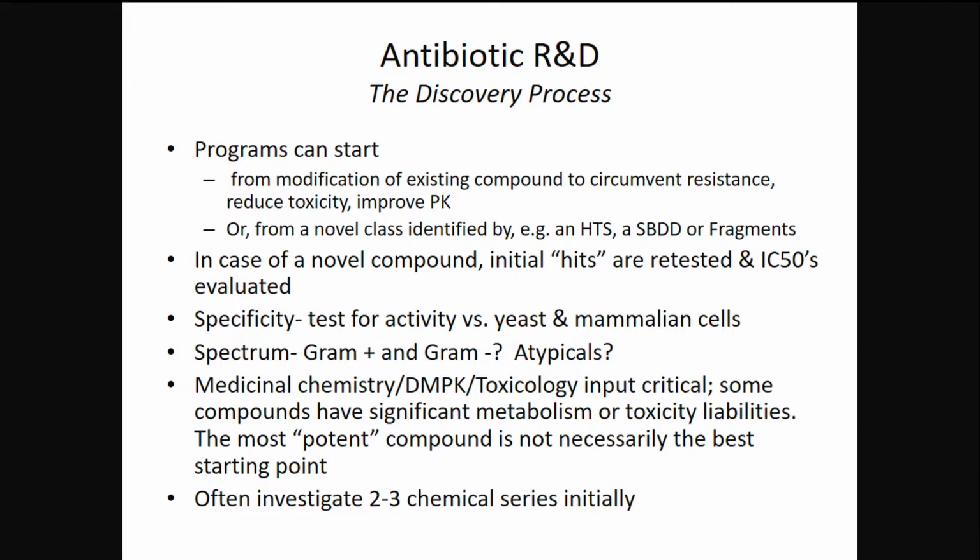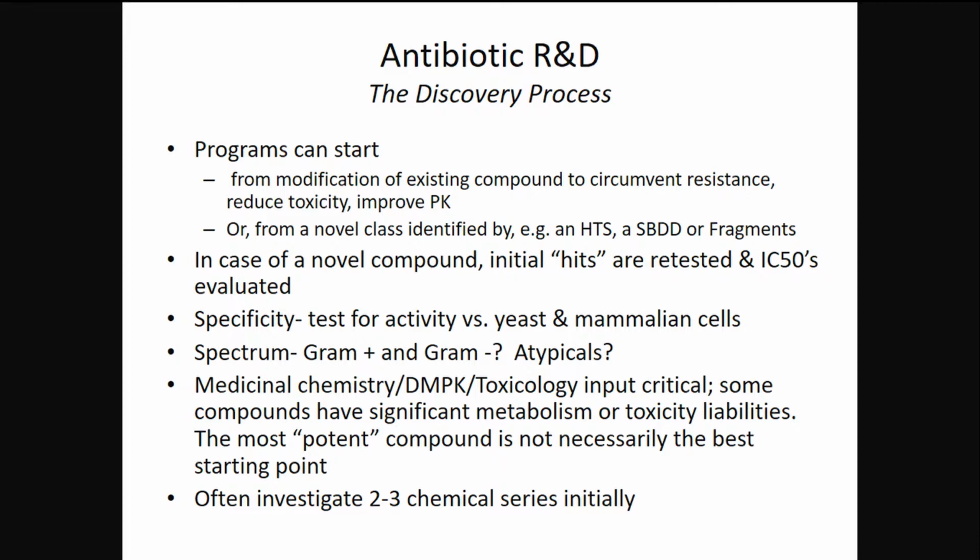Or you can do a novel class, which is identified by high-throughput screening, which you just heard about. And the example I'm going to use is structure-based drug design in fragments. In case of a novel compound, the initial hits you retest and you do IC50s in an enzyme assay. And then you're also interested in the specificity.